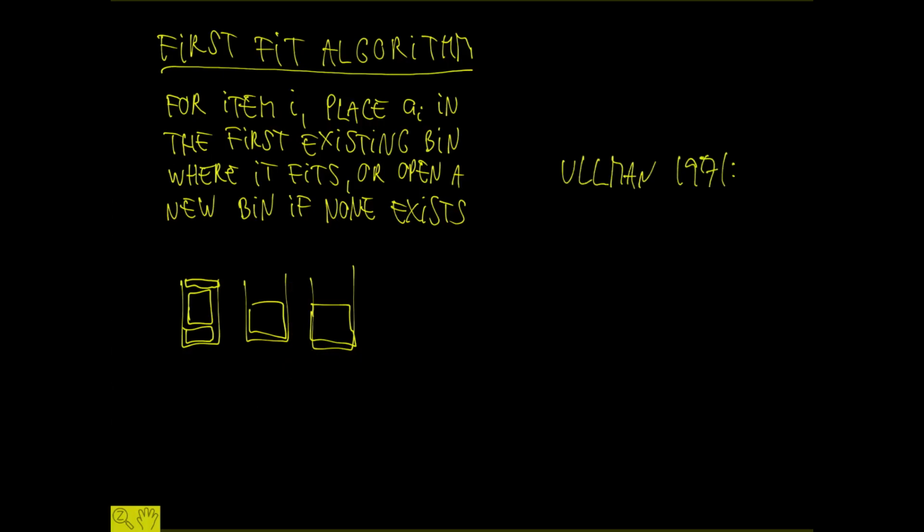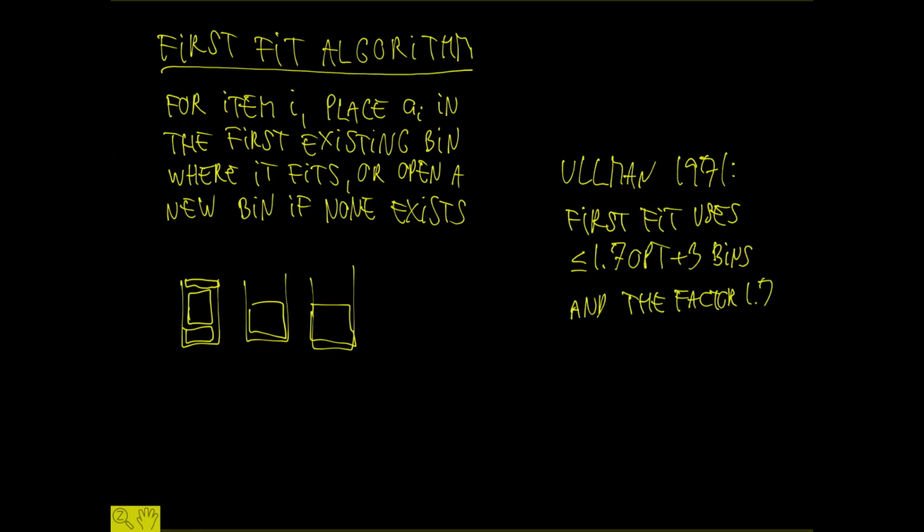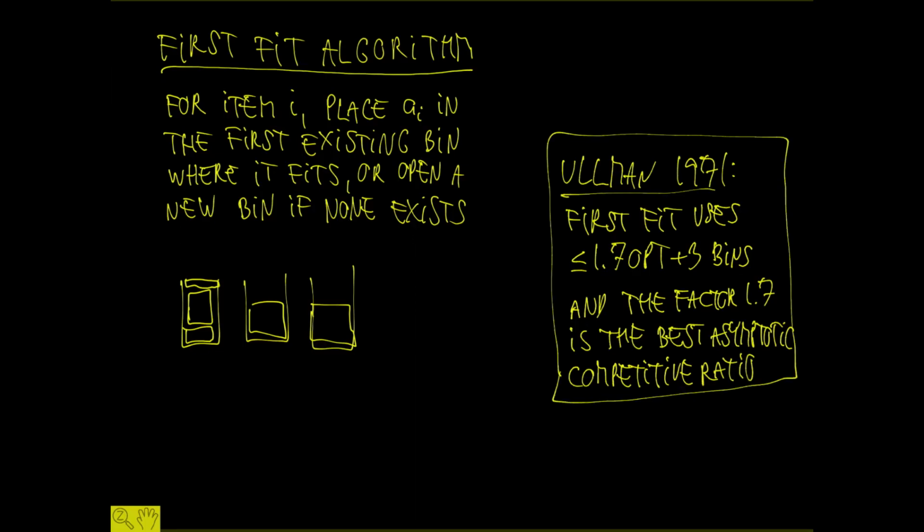In 1971, Jeff Ullman showed that the first fit algorithm uses at most 1.7 times opt plus 3 bins. That is, its asymptotic competitive ratio is 1.7. Also, the factor 1.7 is the best asymptotic competitive ratio that one can show for the first fit algorithm. How much can we improve first fit by being even smarter?